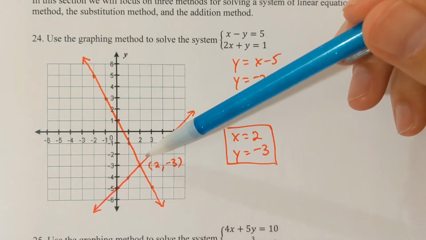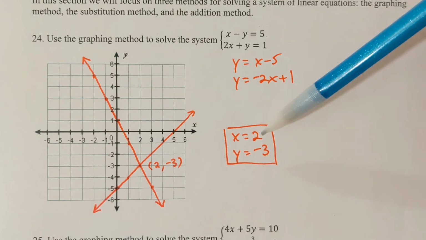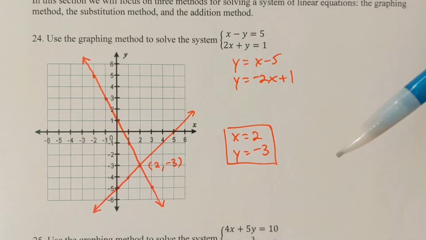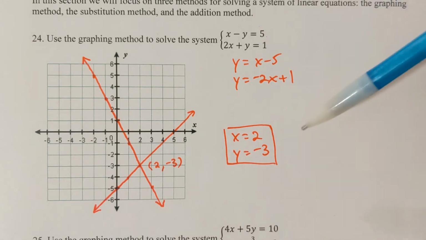So it looks like these lines intersect at the point (2, negative 3). So I think that x is 2 and y is negative 3 would be the solution to the system. Okay, now I can check my answer by plugging the numbers in and making sure that these equations are satisfied. Let me do that now.